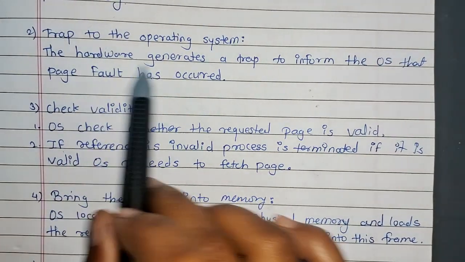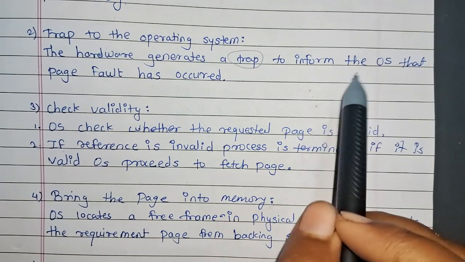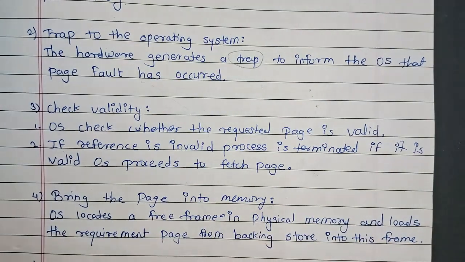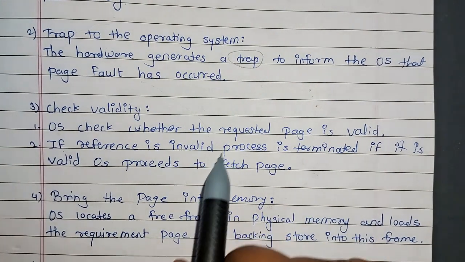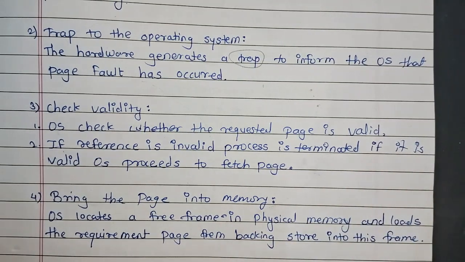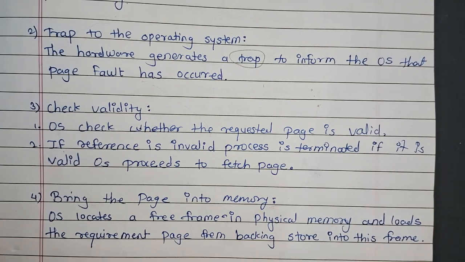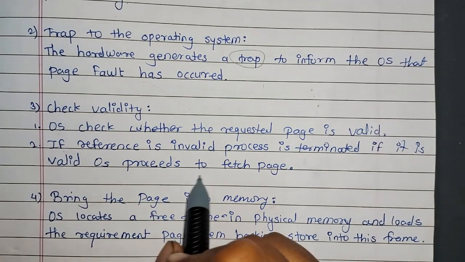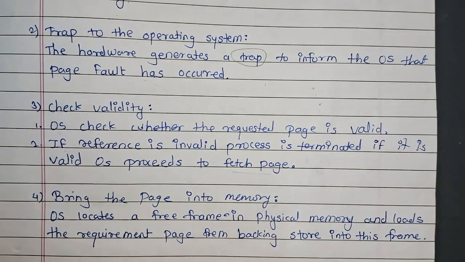Okay, hardware generates a trap to inform the OS that page fault has occurred. Now check the validity, whether the requested page is valid or not. If it is invalid, then the process is terminated. If it is valid, OS proceeds to fetch the page.